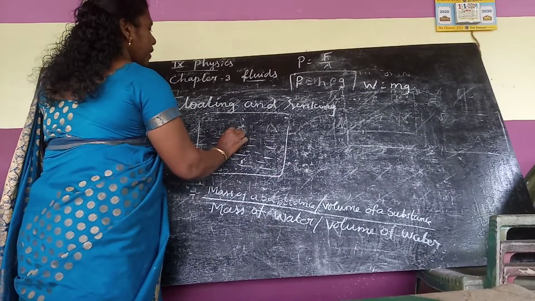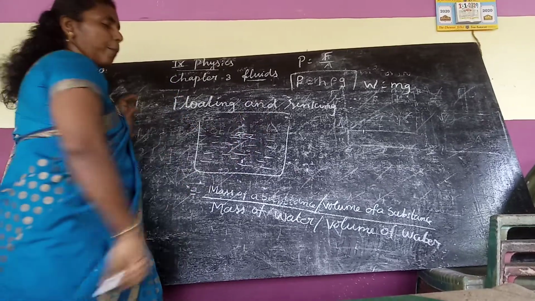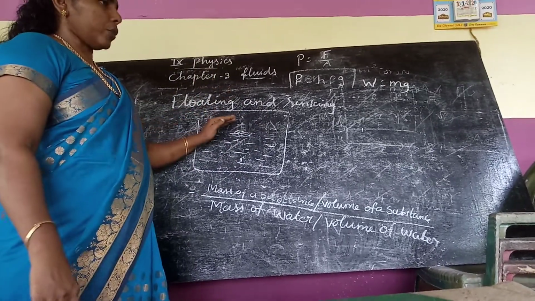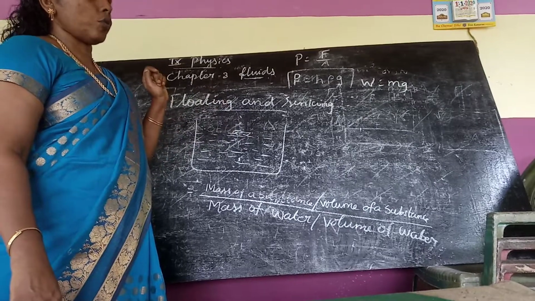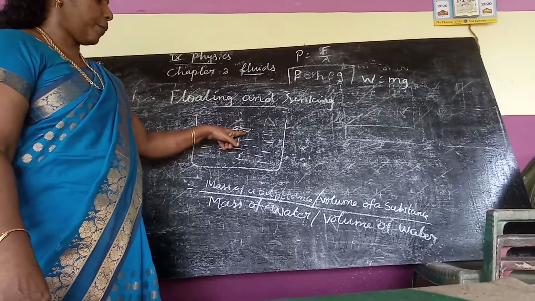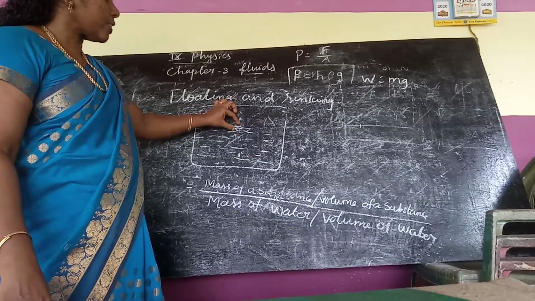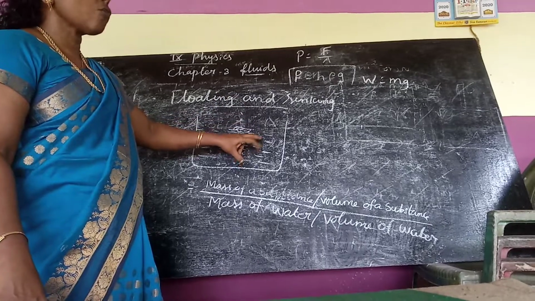A leaf falls on the water. What happened? It will float. Now, why is this leaf floating? Do you know the reason why the leaf is floating? Because the density of the substance is less than the density of water.